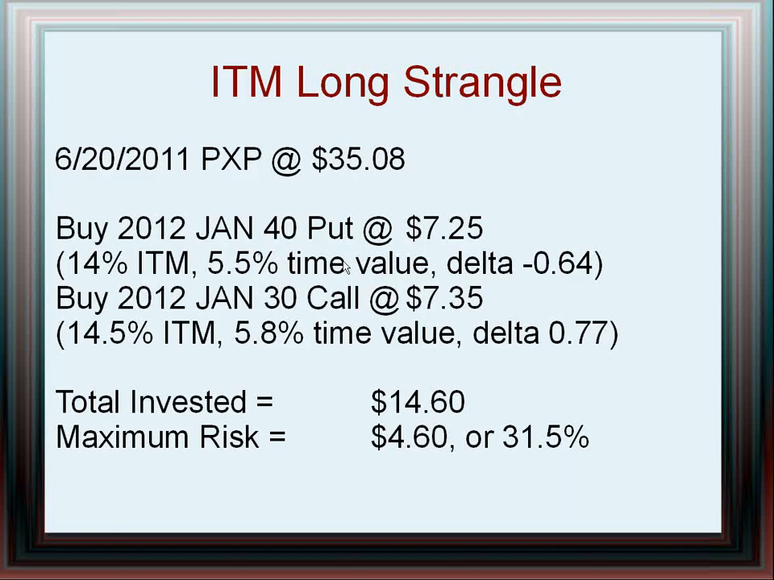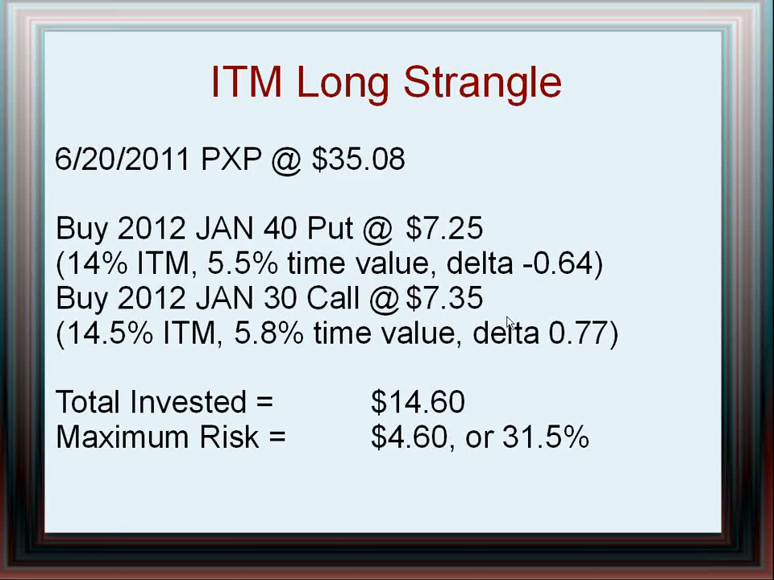That's the true risk we had in the married put. We've got a delta of about minus 0.64. So as the stock moves up 1 point, we might lose about 64 cents on the put option, for example. Okay, and then at the same time, instead of buying the stock, what if we just went slightly in the money? What if we just keep it equidistant from the stock price? We buy January 2012. We're going to buy far out in time again. 30 call at 735. It's a little bit more premium than the 40 strike put there. Well, this is 14.5% in the money, 5.8% of time value, and the delta is at 0.77. Of course, we could go deeper in the money, but let's just take a look at this example.